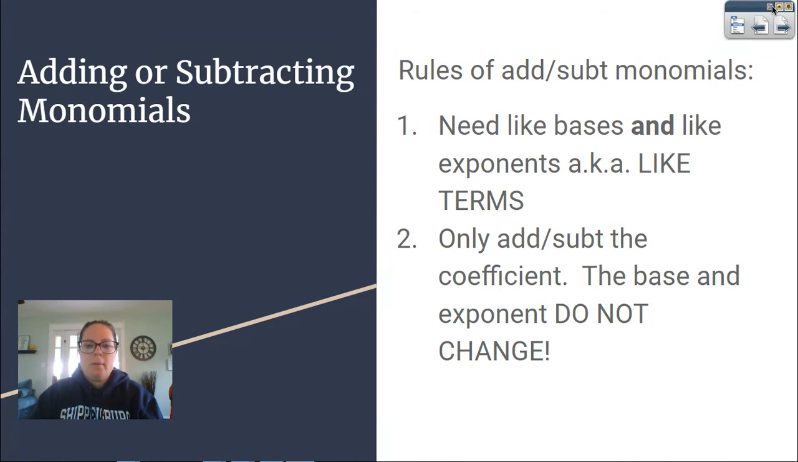So adding or subtracting monomials, there are 2 rules that you have to remember. You need like bases and you need to have like exponents. And this would be what we call like terms. We have talked about like terms already before, but we've never thrown in this idea of having an exponent. You also, second rule, can only add or subtract coefficients. The base and the exponent do not change. So your coefficients are what you're actually adding together, as long as you have like terms. Let's see how this works.